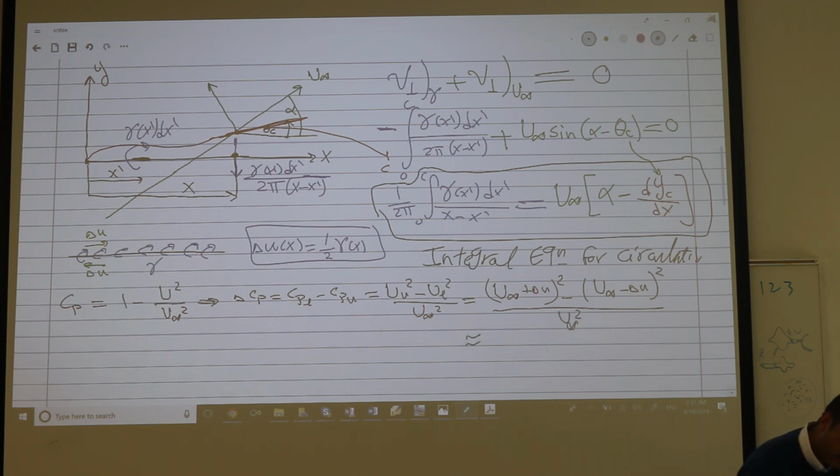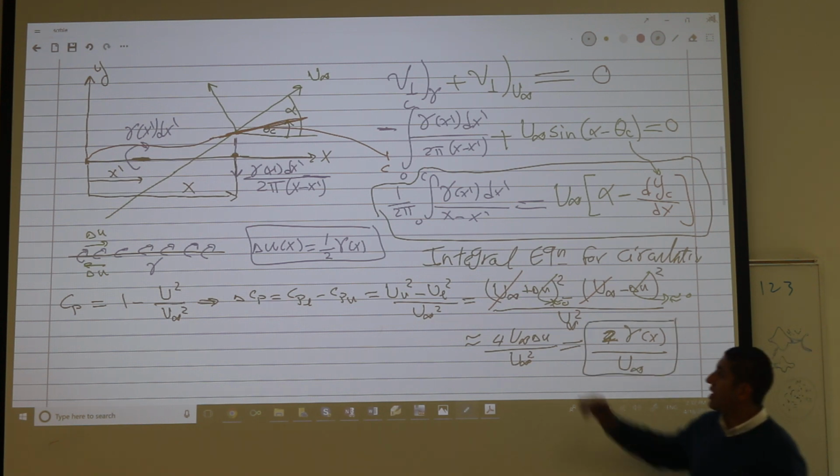So if you neglect the higher order terms in delta u, meaning delta u squared, so this guy goes away, and these guys are small, the square term of it. So we'll get what? We'll get 4u infinity delta u divided by u infinity squared, which is 4 delta u over u infinity, so it's 2 gamma over u infinity. Okay?